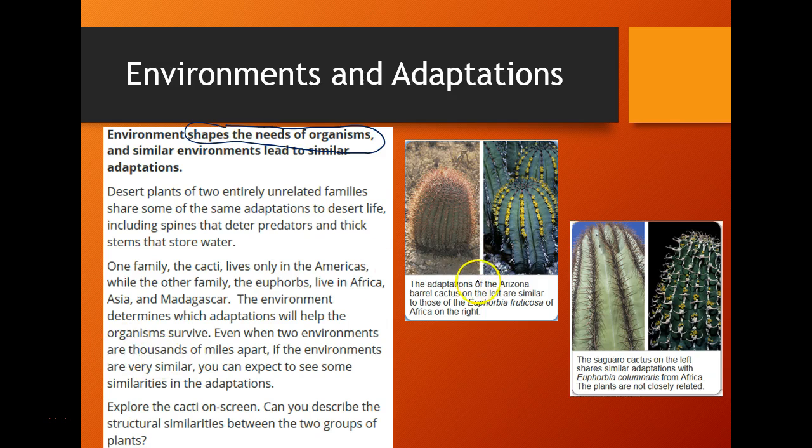So when we look at these desert plants of two unrelated families, we see one here and one here. They're clearly from two unrelated families, but they have similar adaptations, which include spines to deter predators and thick stems that store water. So even though these two environments are thousands of miles apart, if the environments are very similar, you can expect to see similarities in the adaptation.